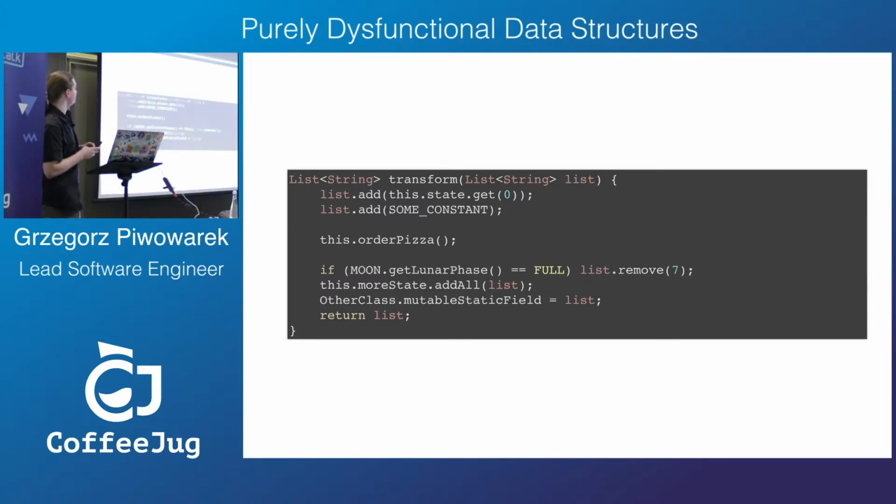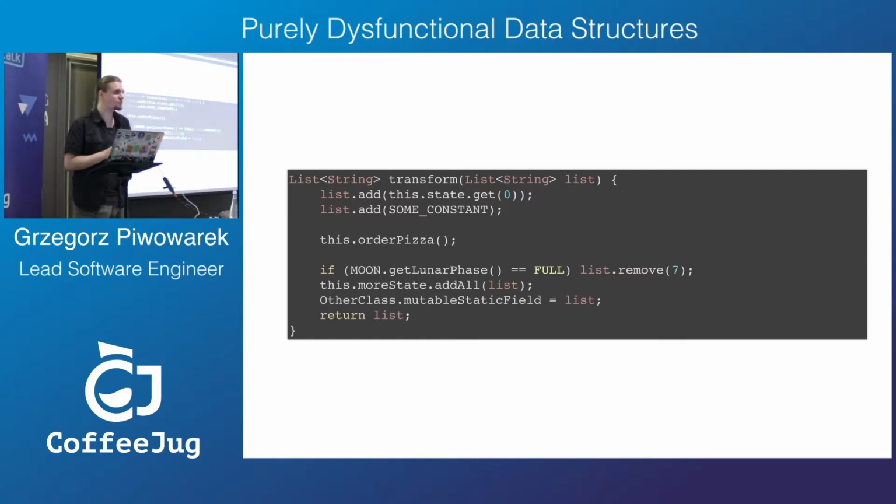Okay, so I actually did implement this one for you. So as you can see, it does quite a lot of weird stuff. It adds something to the original list based on some internal state, which is also a list. It adds some constant taken out of nowhere. It orders a pizza. And if there is a full moon, it removes a 7 from the list, which by the way, probably none of us know if this is either an index or the actual value that needs to be removed. It adds this list to some other, let's say, some local state. It mutates some static field of some other class, and then returns the input list, actually.